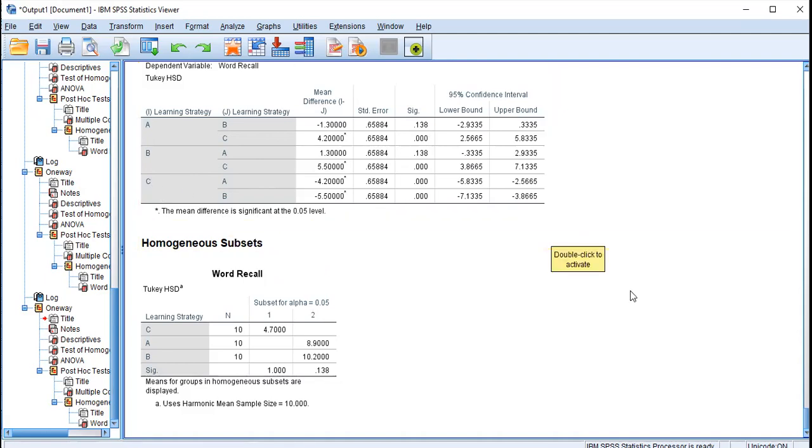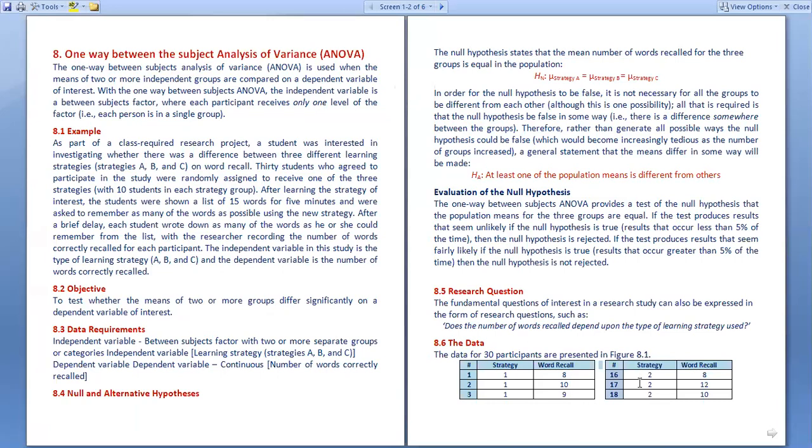So we find there is no significant difference as far as learning strategy A and B are concerned, but there is a significant difference as far as learning strategy A and C, or B and C are concerned. So that is the answer we are getting. Keeping the answer in mind, we are moving back to our initial screen, where we'll be talking about the analysis part, and then trying to understand the things.